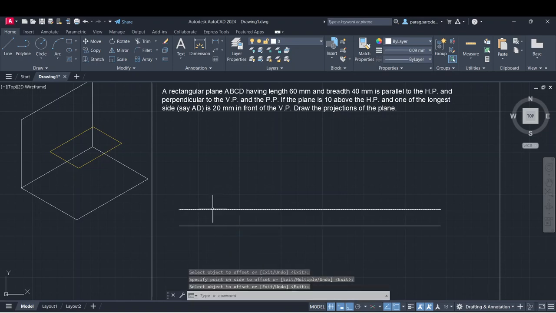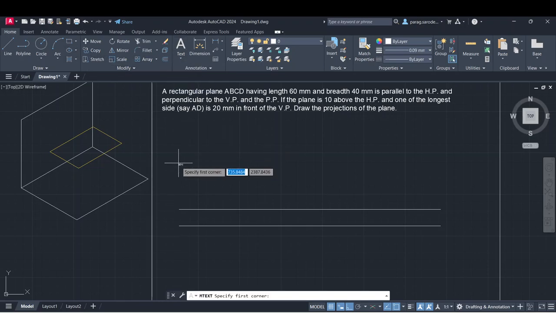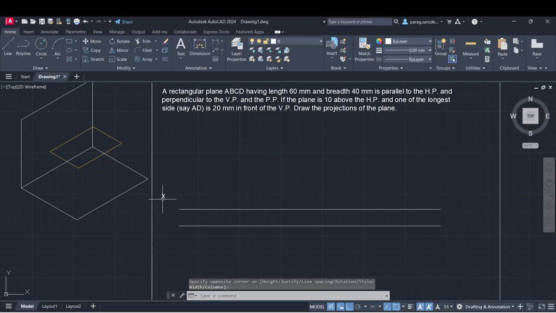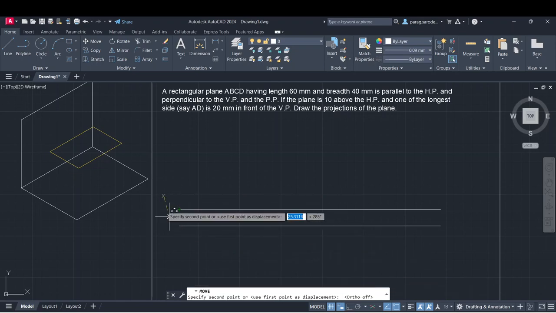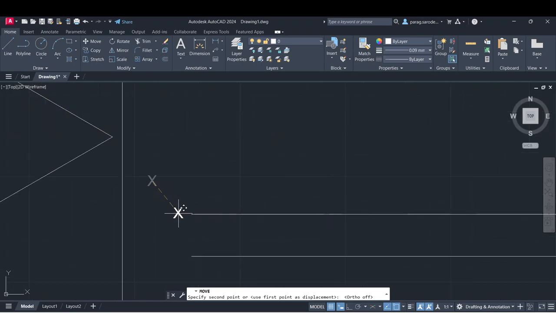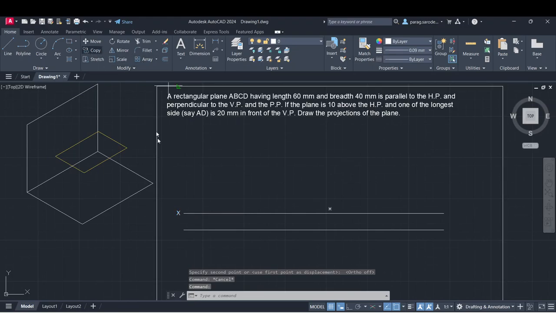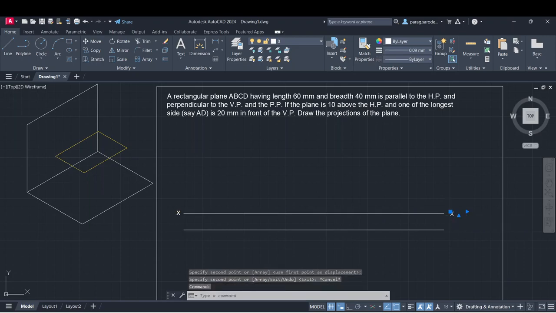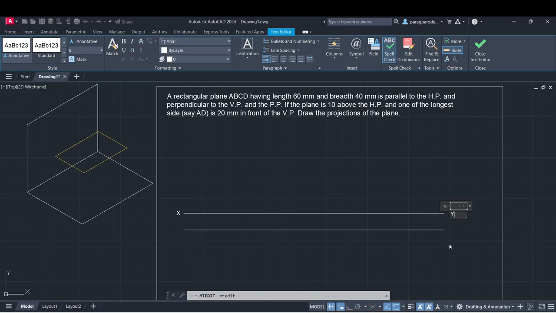Why have we taken the 20 mm? Because this rectangle is 20 mm in front of the xy line. Okay, so now I will name this line as xy using the multi-line text. X. Let us take it as a distance of pi. Enter. Move it. Switch off the ortho mode if required. Okay, copy this X on the other side and name it as Y. Double click and just type Y in this way.